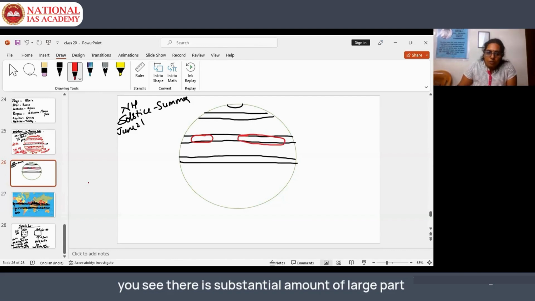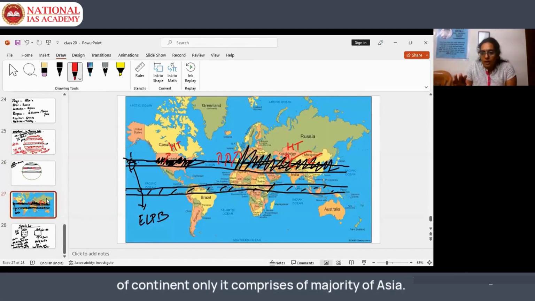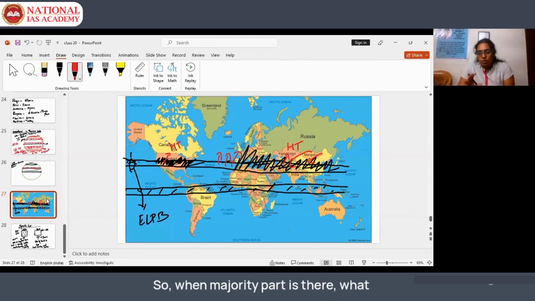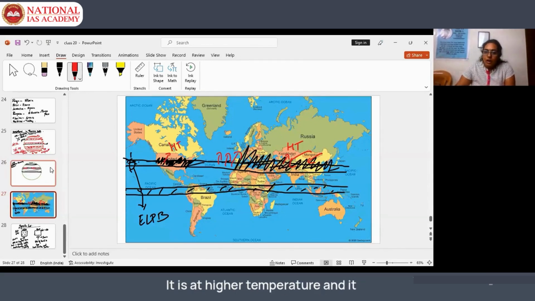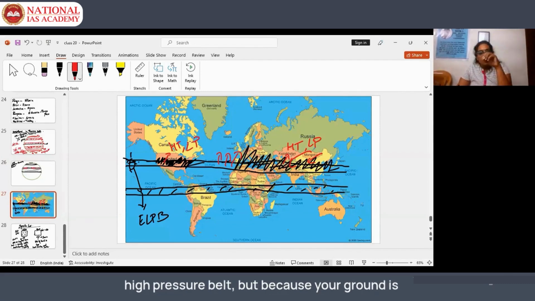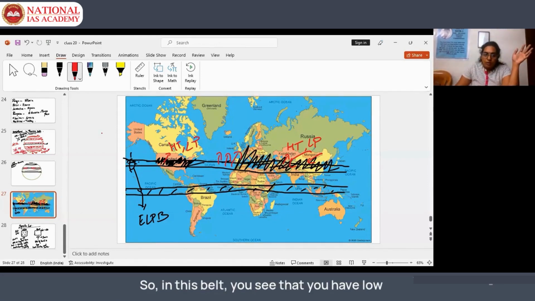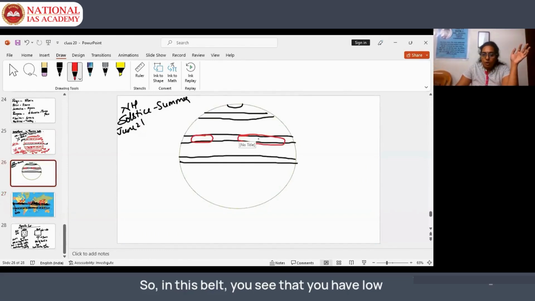So when you come to patches of continent here, you see there is a substantial amount of large part of continent. It comprises the majority of Asia, North Europe, Africa, Arabia, etc. So when the majority part is land, what happens? Land heats up very quickly. It is at higher temperature and it creates low pressure conditions. Originally, the pressure belt was the subtropical high pressure belt, but because your ground is hot, it starts sending rising currents and it is sending terrestrial radiations at a higher rate. So sinking of air becomes absent. So in this belt, you see that you have low pressure.